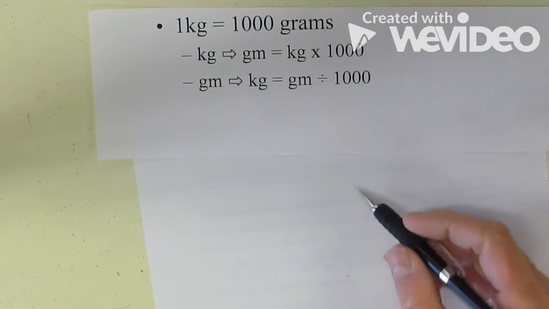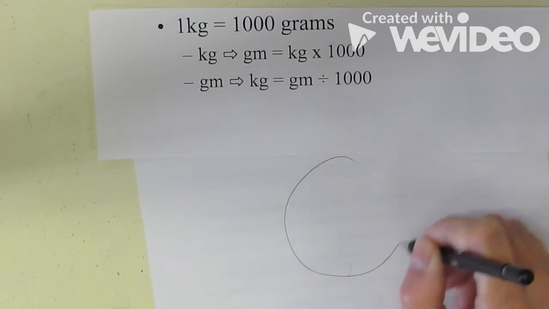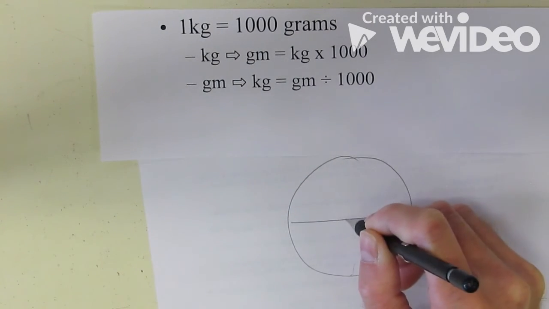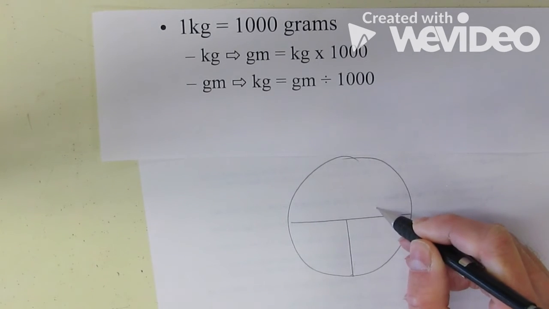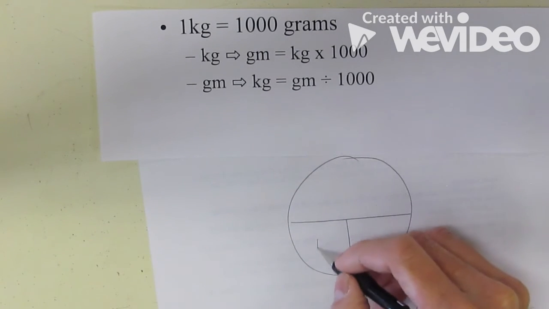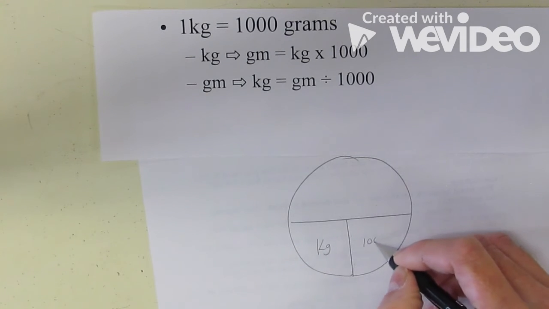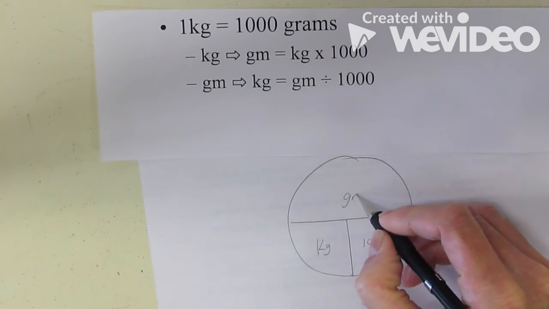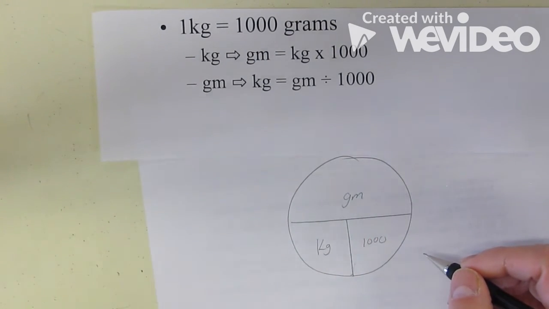This is a thumb chart for kilograms to grams. Again, start with a circle. Divide and multiply. Don't forget that's divide, this is multiply. We see that kilograms times 1,000 and grams go on top. And that's the thumb chart for kilograms to grams.